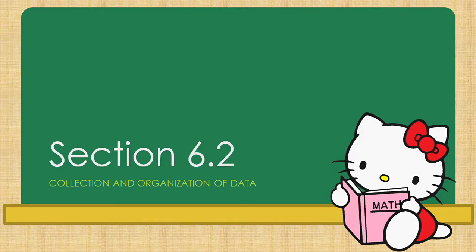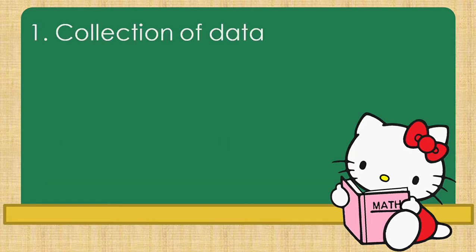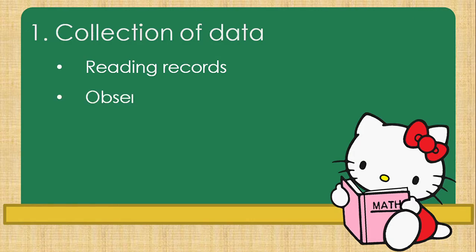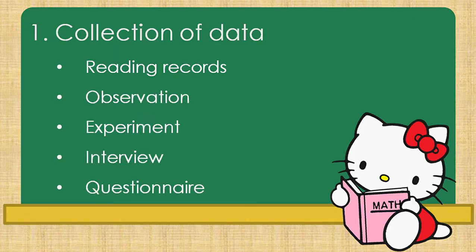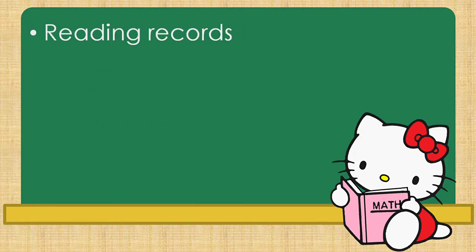Okay, coming up next should be section 6.2, which is about the collection and organization of data. If you still remember the 4 steps, the first step should be collection of data. In fact, we can use several methods to collect data. For example, we can use reading records, observation, experiment, interview, and also questionnaire. Let's see it one by one.